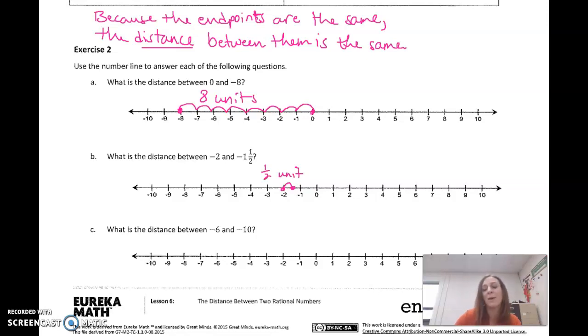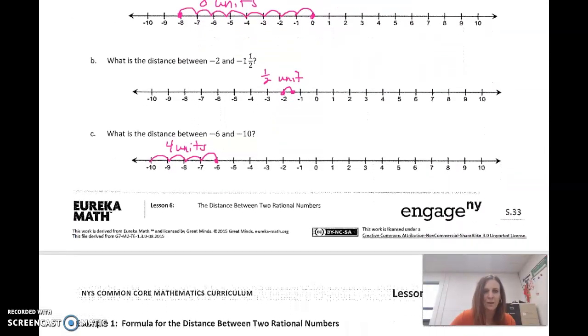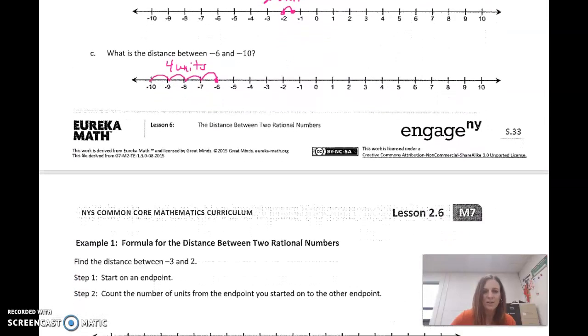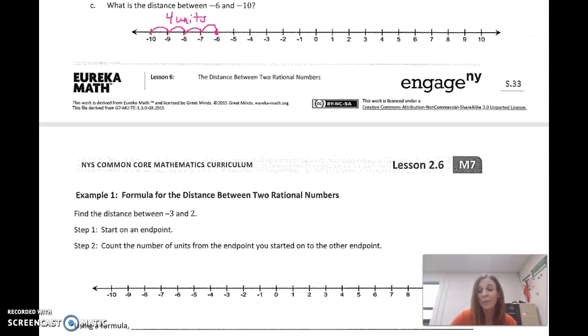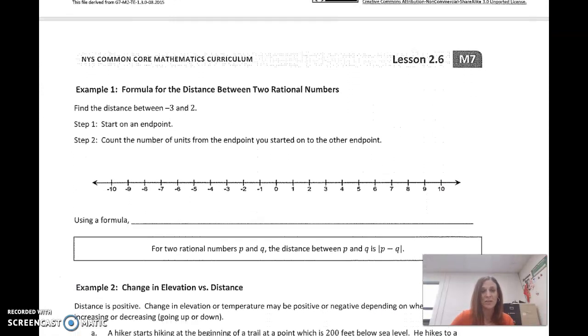Leave some space, because we're going to come back here, because we're not going to do this on a number line every single time. Distance between -6 and -10, I'm going to go to the left. 1, 2, 3, 4 units. All right, I'm going to do that real quick, and we're going to come back to it in a second. Because I want to go to this example, because there's a formula, and we're going to test that formula back on those 3 that we just did.